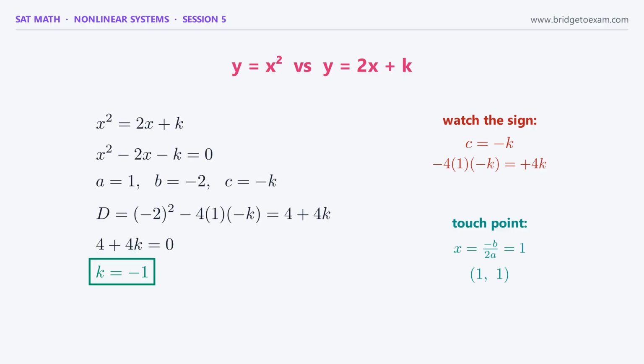Now the discriminant. B squared minus 4ac is negative 2 squared, minus 4 times 1 times negative k. That's 4 plus 4k. Notice the sign flip. Minus 4 times negative k becomes plus 4k. Set it to 0. 4 plus 4k equals 0, so k equals negative 1. And that's the answer. The line y equals 2x minus 1 is tangent to the parabola y equals x squared. If you want the touch point, the repeated root is x equals negative b over 2a, which is 1.